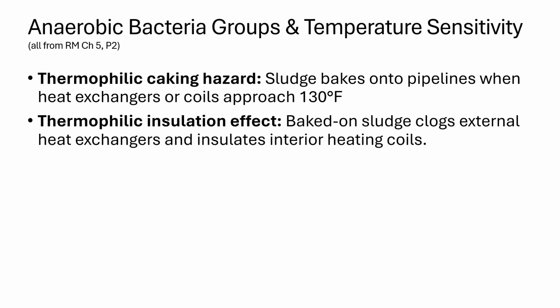We get the caking hazard where the sludge is going to bake onto the pipelines or the heat exchangers and coils. And when that happens, we're not going to get much of a heat exchange. So the remainder of the sludge that we're trying to keep at a certain temperature range is going to go away from that temperature. It's probably going to get cooler towards the outer edges, or the further away you get from the heat exchanger, okay?